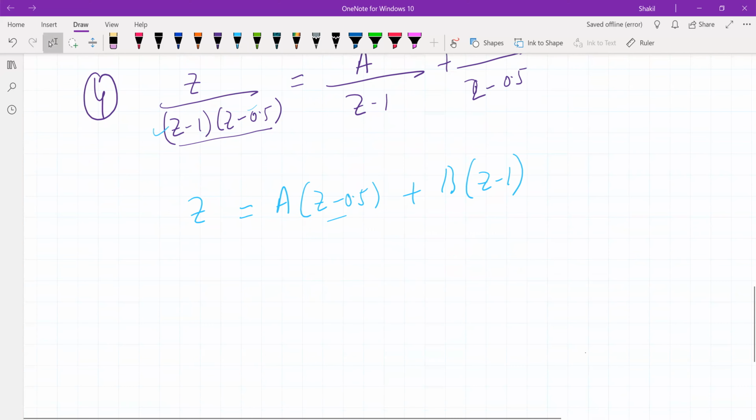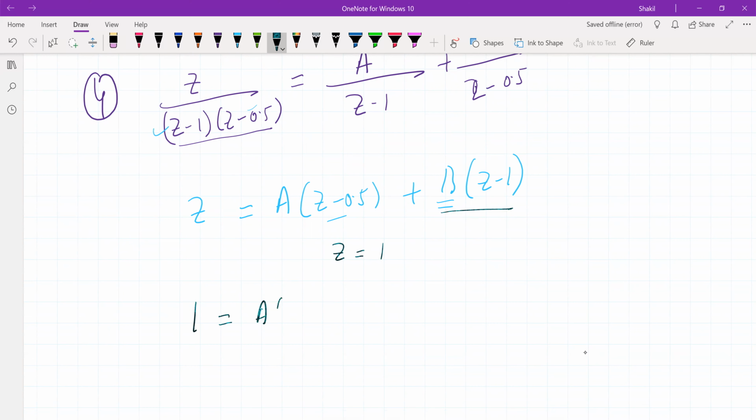Now to obtain the value of a and b, we first make the b term go equal to 0. To make the b term go equal to 0, we say z equal to 1. Z equal to 1, then this whole term is gone. We'll be left with z is equal to 1 into 1 minus 0.5. If you subtract half from 1, we are left with half. So you can say a is simply 2. So you can get the value of a equal to simply 2.